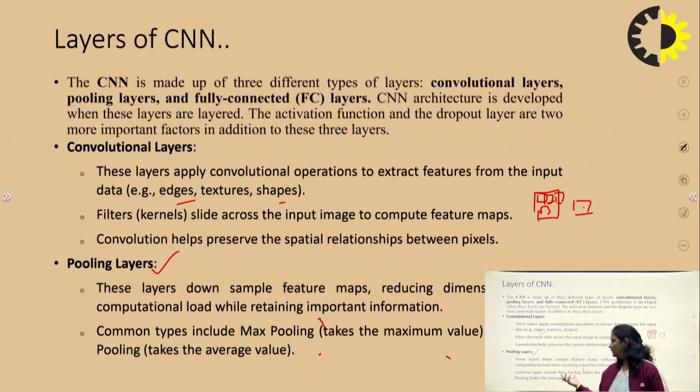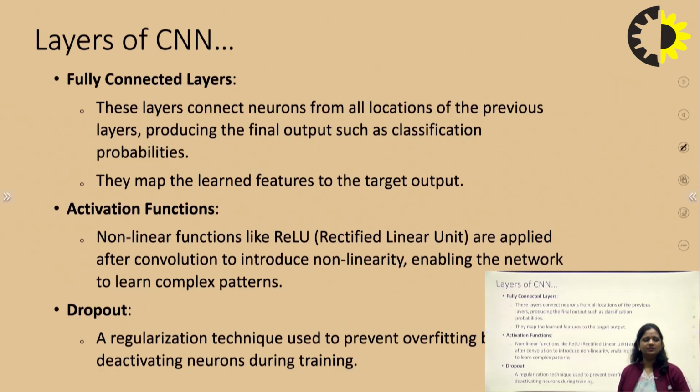There are common types of pooling we perform, like max pooling, average pooling, global pooling, minimum pooling and so on. So we take the value according to our data. Max pooling takes the maximum value: in max pooling, we take the maximum value from that particular image or mask. In average pooling, we take the average value from that particular image. So the pooling layer is the second layer in the CNN network.